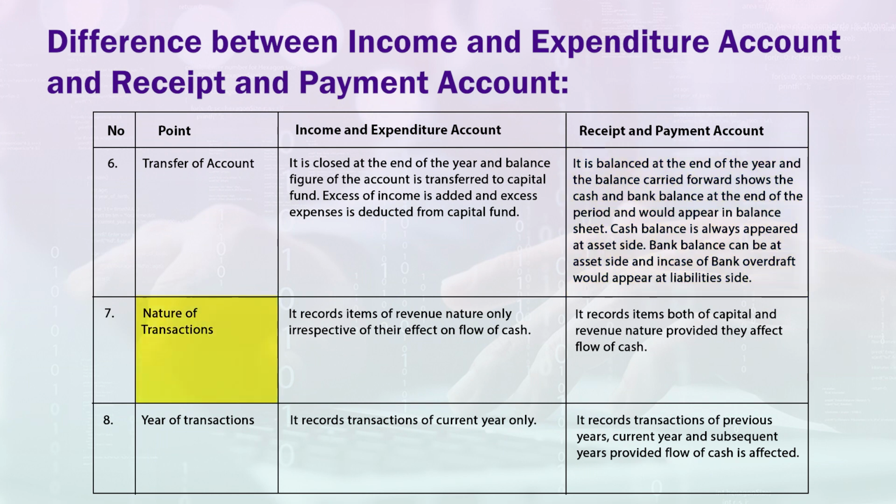7. Nature of transaction. Income and expenditure account records items of revenue in nature only, irrespective of their effect on the flow of cash, while receipt and payment account records items both of capital and revenue nature, provided they affect flow of cash.